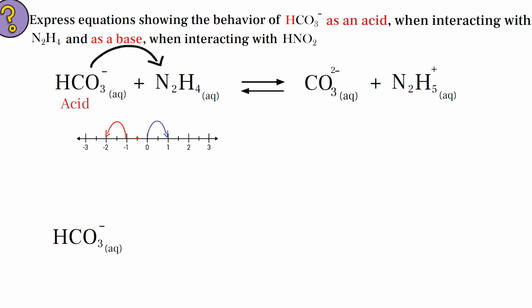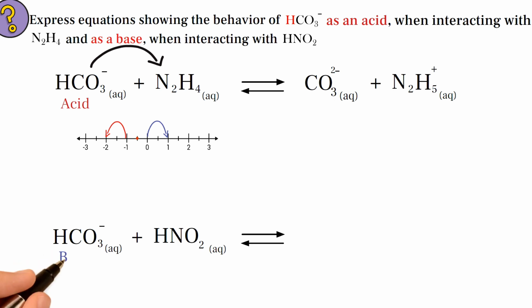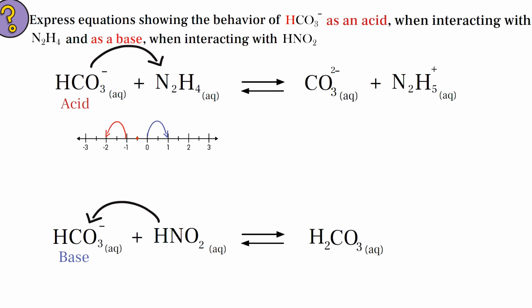Whereas, when HCO3 minus reacts with HNO2, it will behave like a base. So, it will accept a proton and become H2CO3. Also, its charge will increase and become 0, that is, it doesn't have a charge. HNO2 is the acid in this reaction, so it will donate a proton and become NO2. Also, its charge will decrease and acquire a -1 charge.